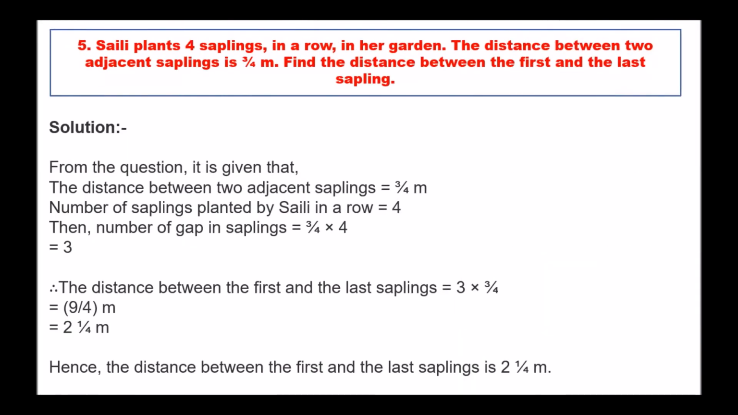Next, fifth question. Shelley plants 4 saplings in a row in her garden. The distance between 2 adjacent saplings is 3 by 4 meter. Find the distance between the first and the last saplings.